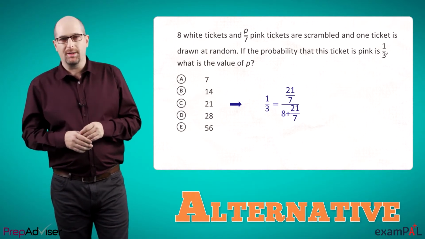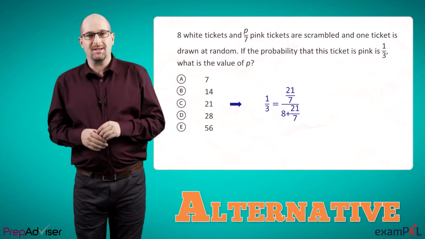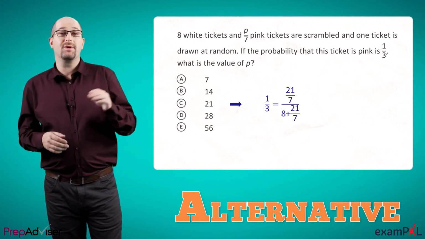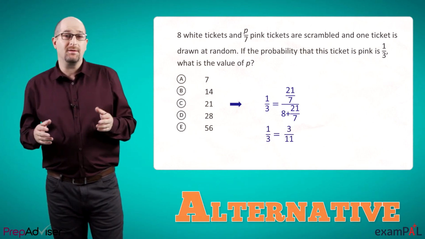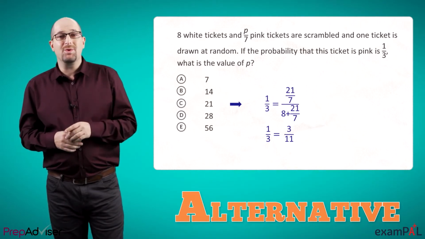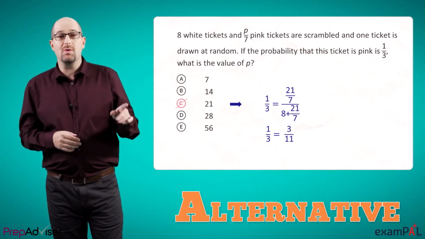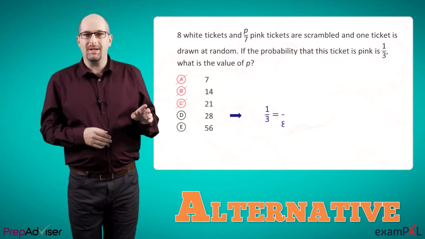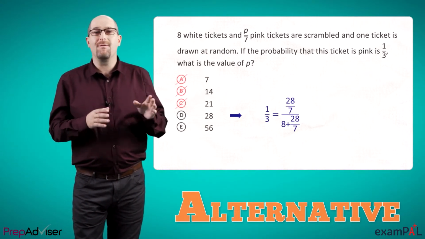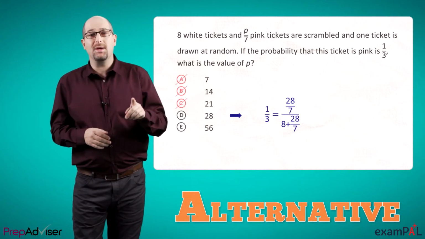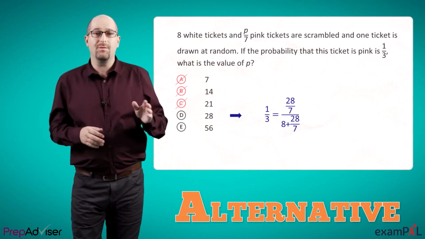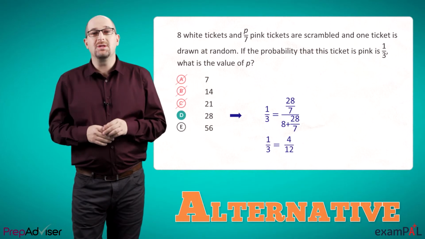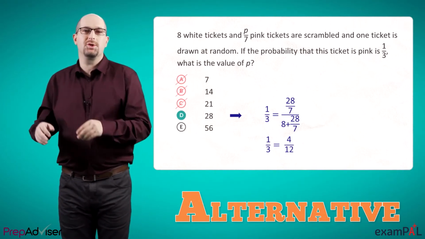If P equals 21, that means there are 21 over 7 pink tickets, which is 3. So the chance of picking a pink ticket out of all the tickets is 3 over 3 plus 8, which equals 3 over 11, which is not 1/3. This means we can not only eliminate C, but also A and B, since we need an answer which makes P larger. Trying D, 28, we get 28 over 7, which equals 4 pink tickets. So the chance of getting pink is 4 over 4 plus 8, or 4 over 12, which is exactly 1/3. That's it. We use the numbers in the answer to turn the text into an equation that works.